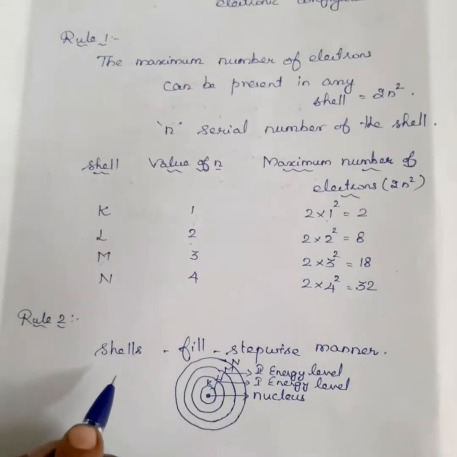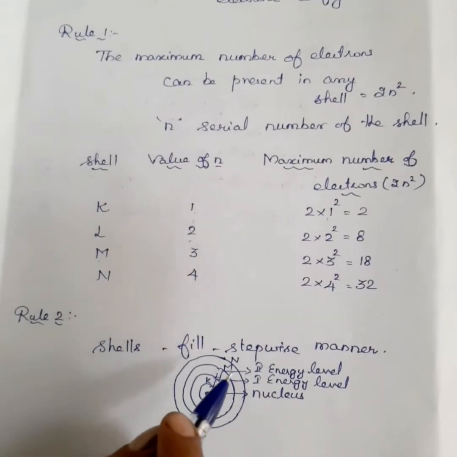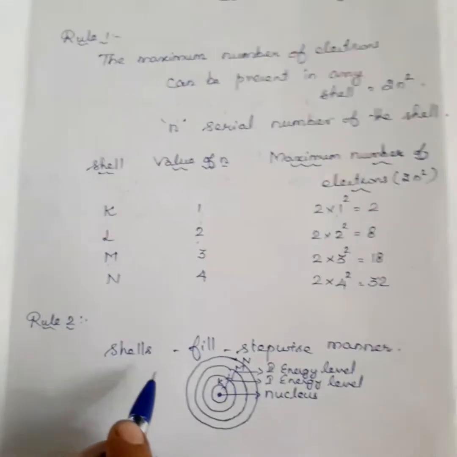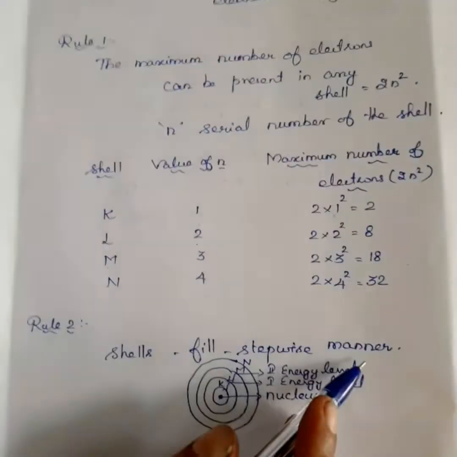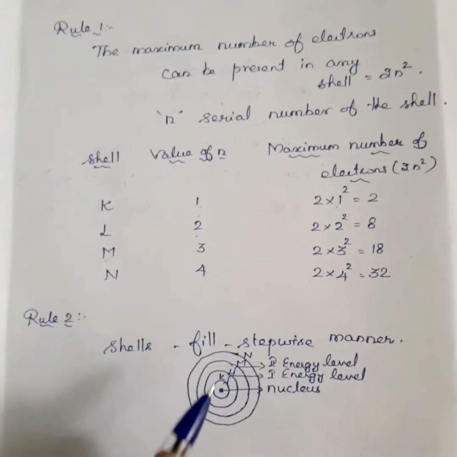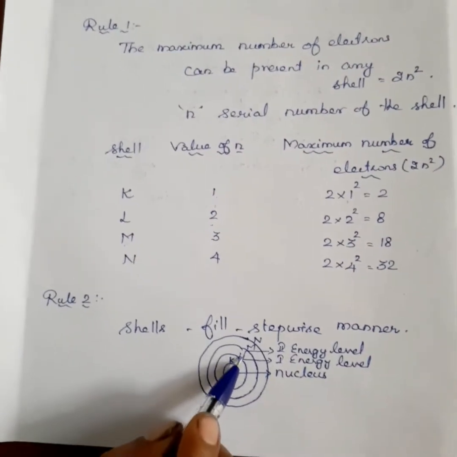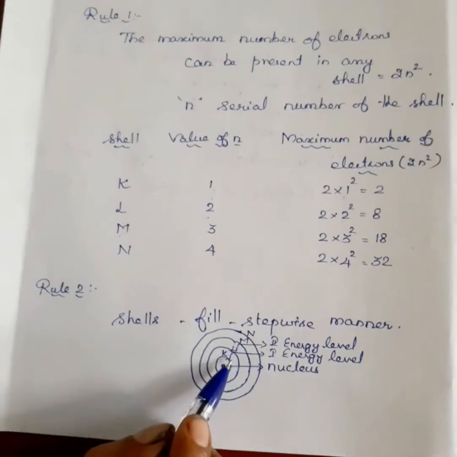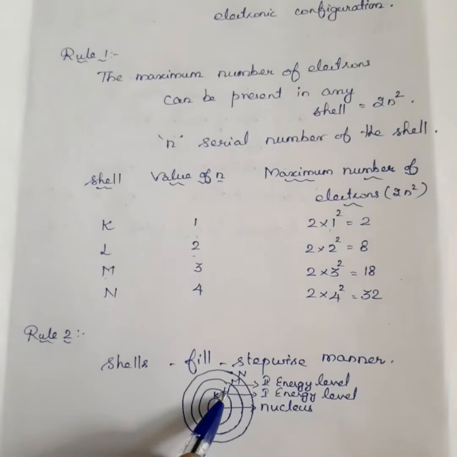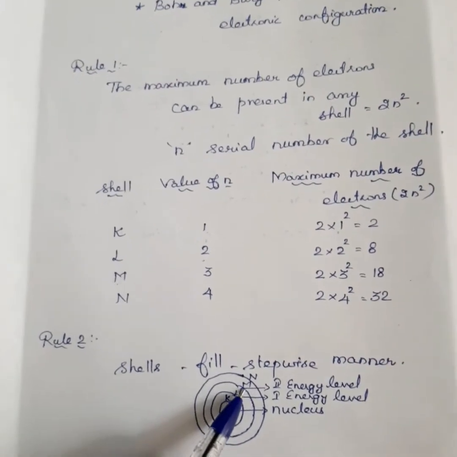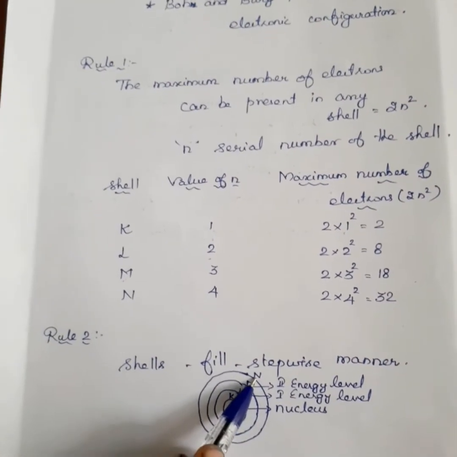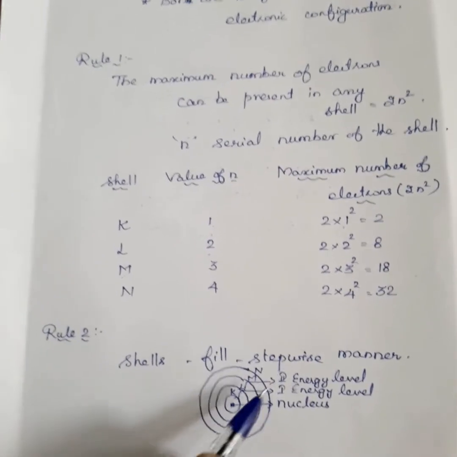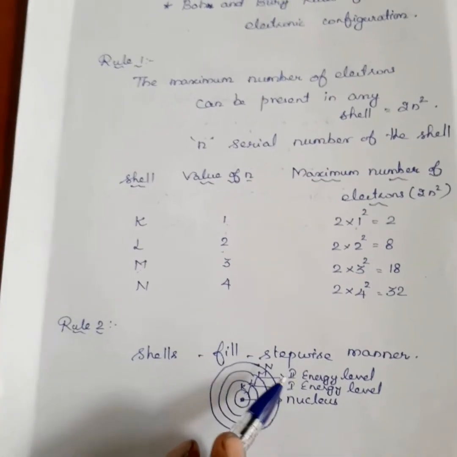Rule 2. The shells are filled in a stepwise manner in the increasing order of energy. This is the nucleus. K shell, L shell, M shell, N shell. K shell, first energy level. L shell, second energy level. M shell, third energy level. N is the fourth energy level. So the shells are filled in a stepwise manner in the increasing order of energy.